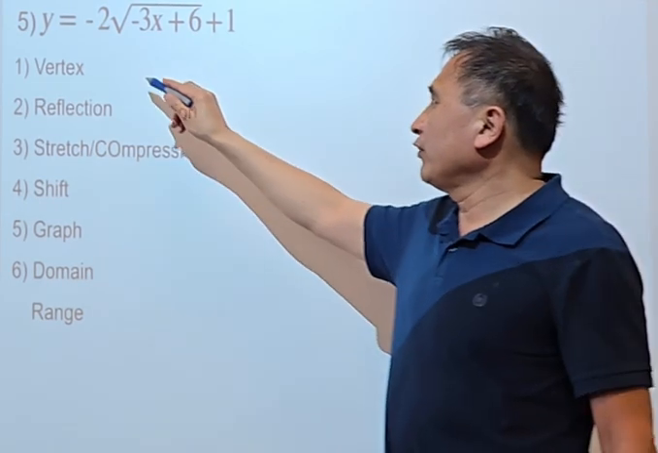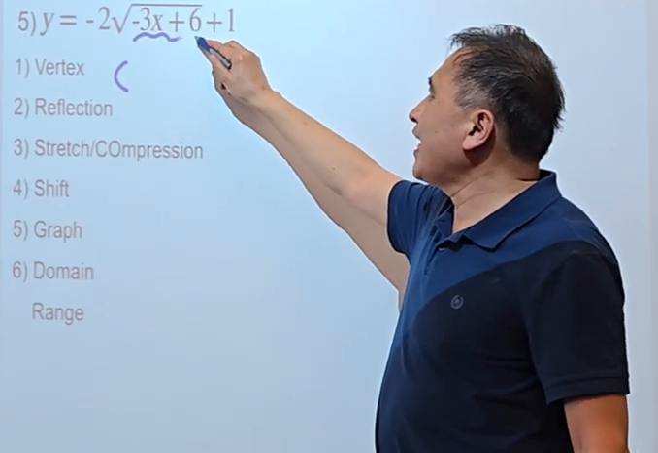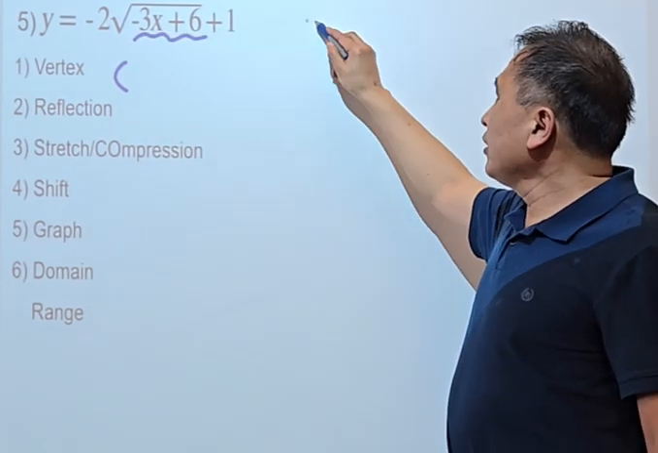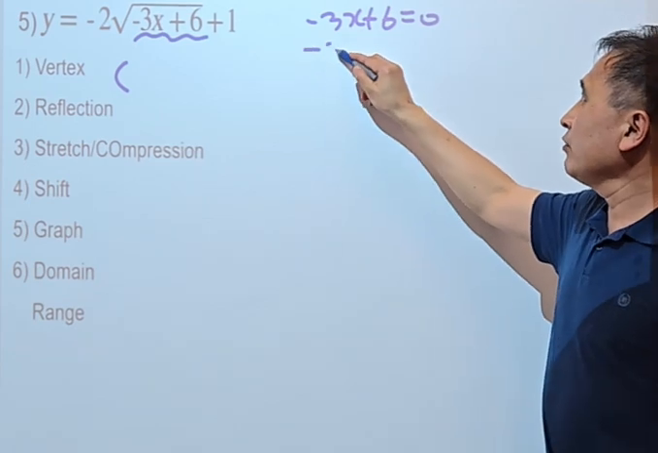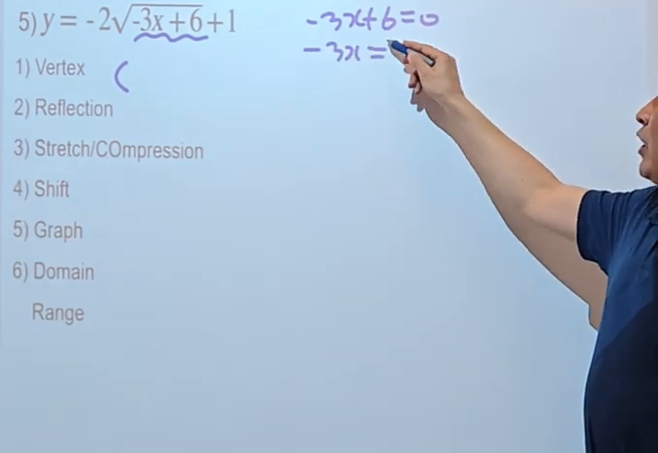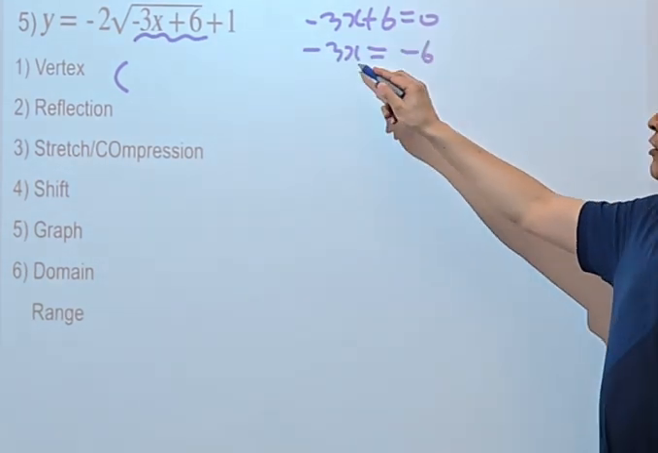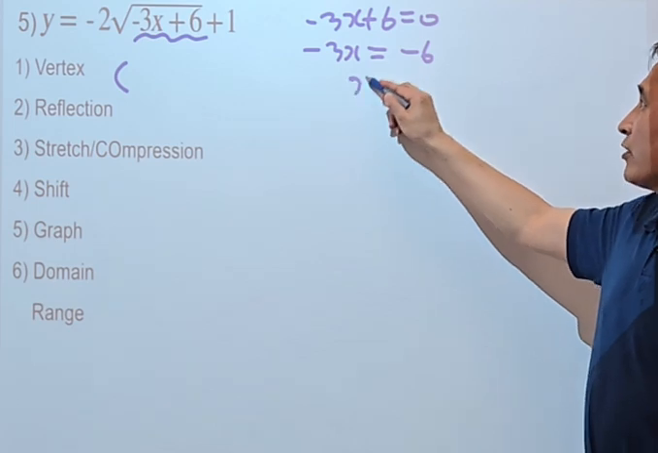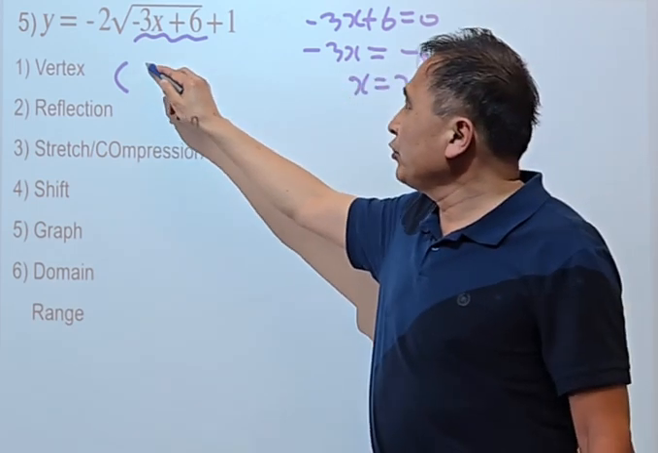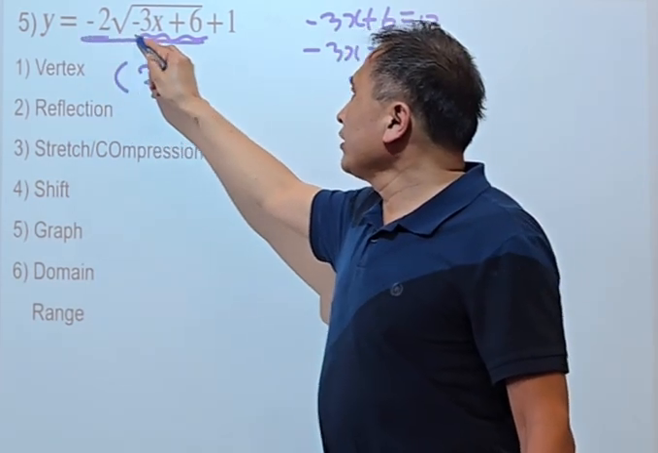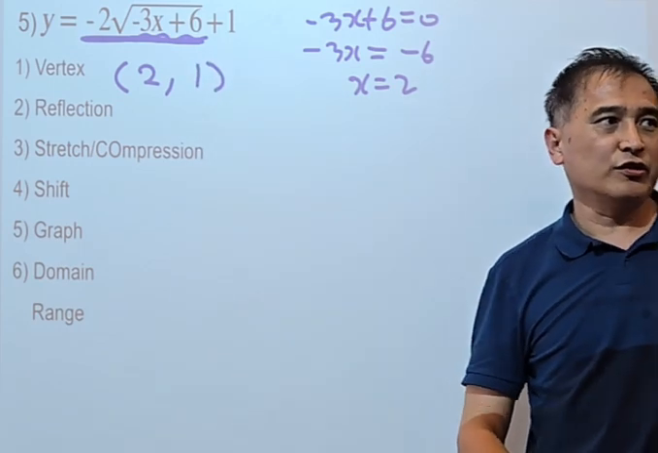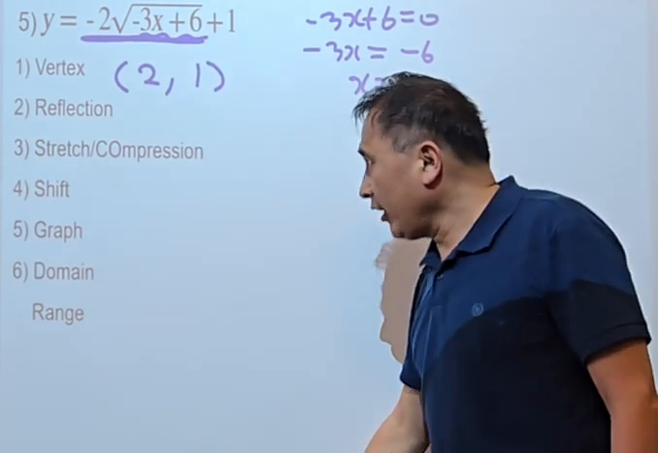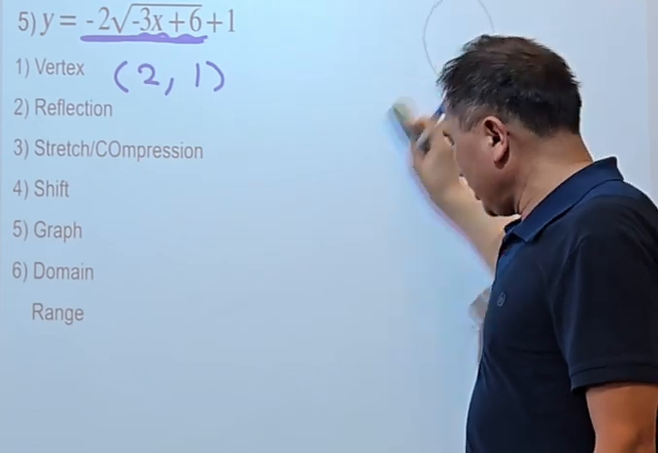First, maybe let's find the vertex first. First test all the time: inside of the square root, make it 0. -3x plus 6 equals 0, which is -3x plus 6, move to the other side, -6 divided by -3, x equals 2, right? If we put 2 there, everything becomes 0, plus 1, so the y value is 1. It will be the vertex. Okay?